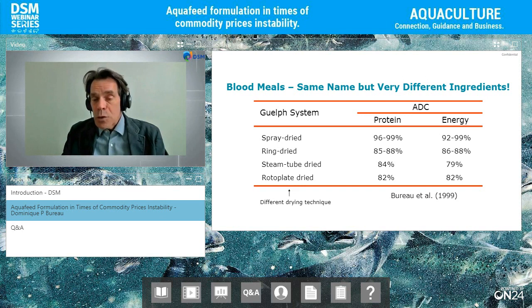If you buy a spray-dried blood meal, in general, it's completely digestible, 95 to 99% digestible. Ring dry will be fairly high digestibility, but significantly lower than spray-dry. If you use other ones, rotoplate dry, steam tube dry, it really depends on the supplier. You can have decent quality product, digestibility between 80 to 90%. And sometimes you'll get very poor quality product, digestibility down in the 15, 20%.